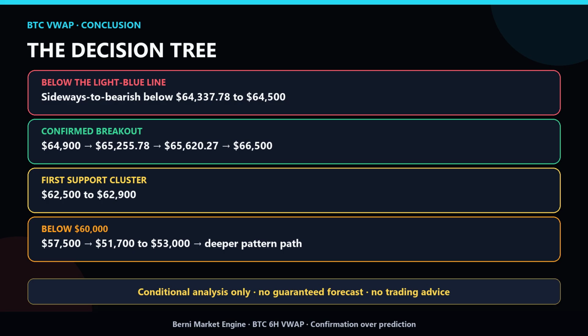$62,500 to $62,900. Below $60,000, watch $57,500, then the $51,700 to $53,000 intermediate zone, and only then the deeper pattern path. This is scenario analysis, not a guaranteed forecast or trading advice.